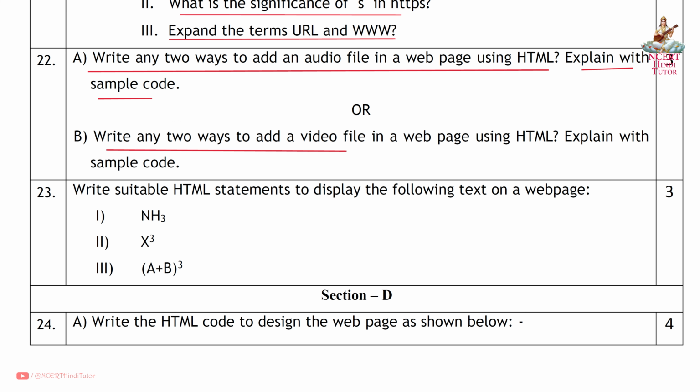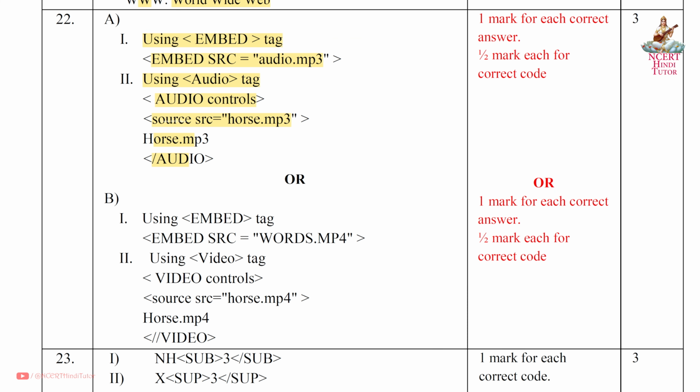Or question 22b. Write any two ways to add a video file in a web page using HTML. Explain with sample code. Answer: First, using the embed tag, embed src is equal to words.mp4. Second method, using the video tag, video controls, source src is equal to horse.mp4, and the tag closed, /video.